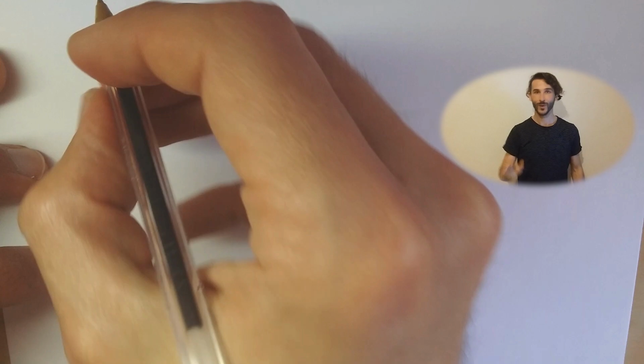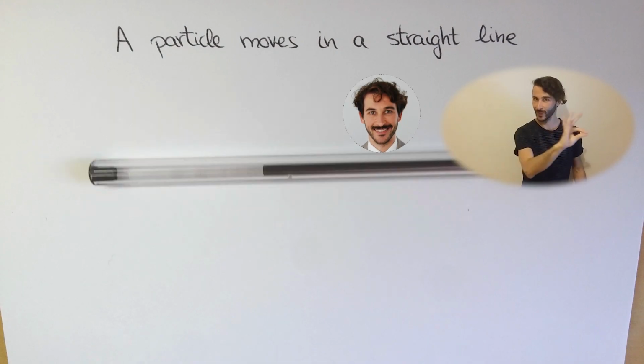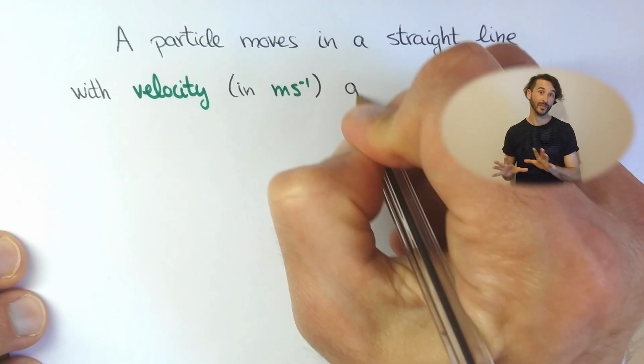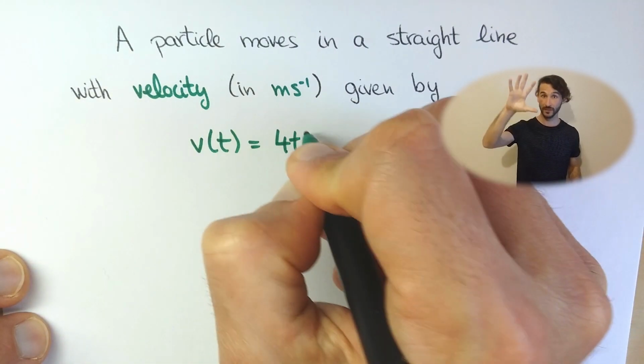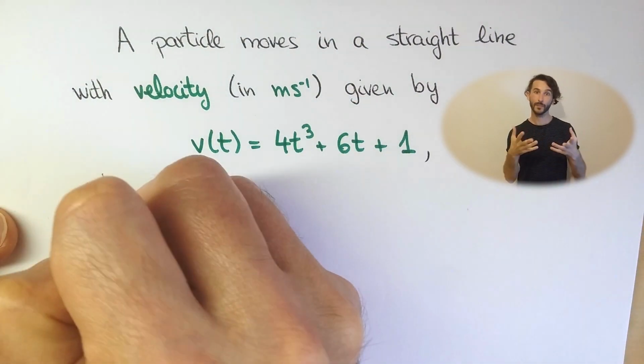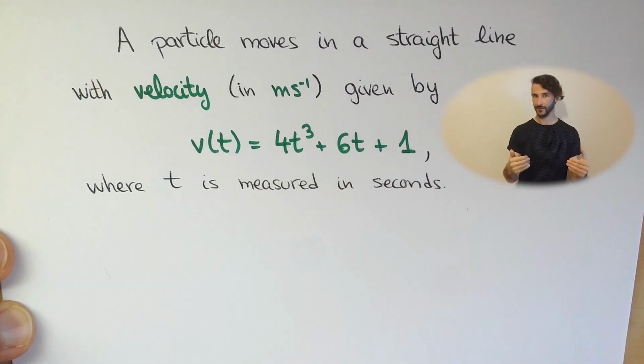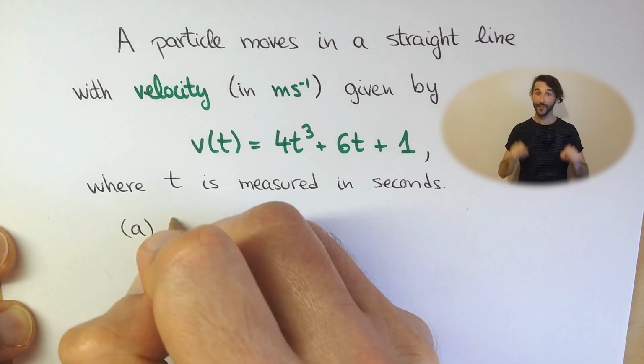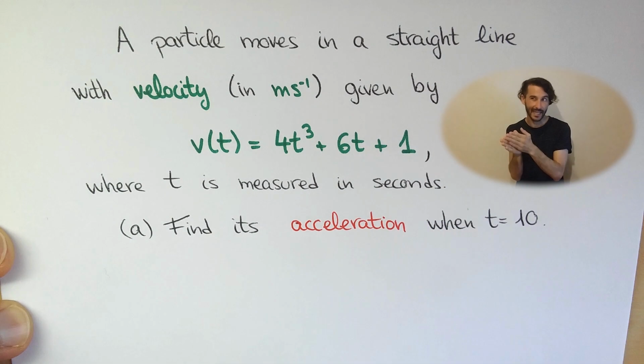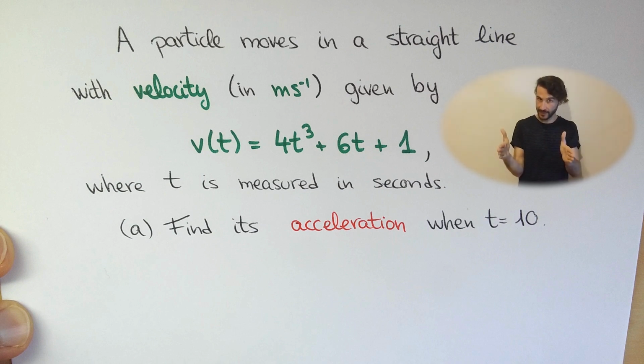Here's our problem. We have a particle moving in a straight line. The velocity of this moving object is measured in meters per second, and it is given by this expression in terms of time t measured in seconds. First question is, after 10 seconds, what is the instantaneous acceleration of the particle? Meaning, the acceleration at that precise moment, rather than the average of the acceleration over the first 10 seconds.